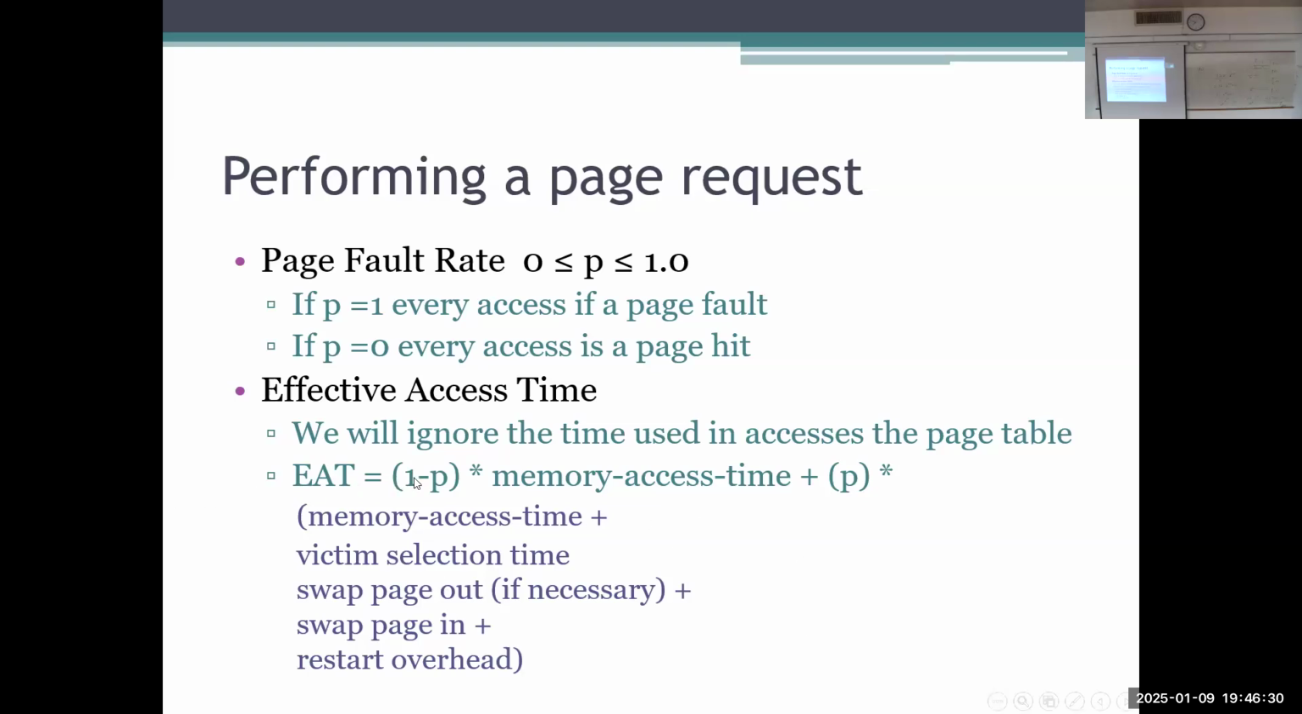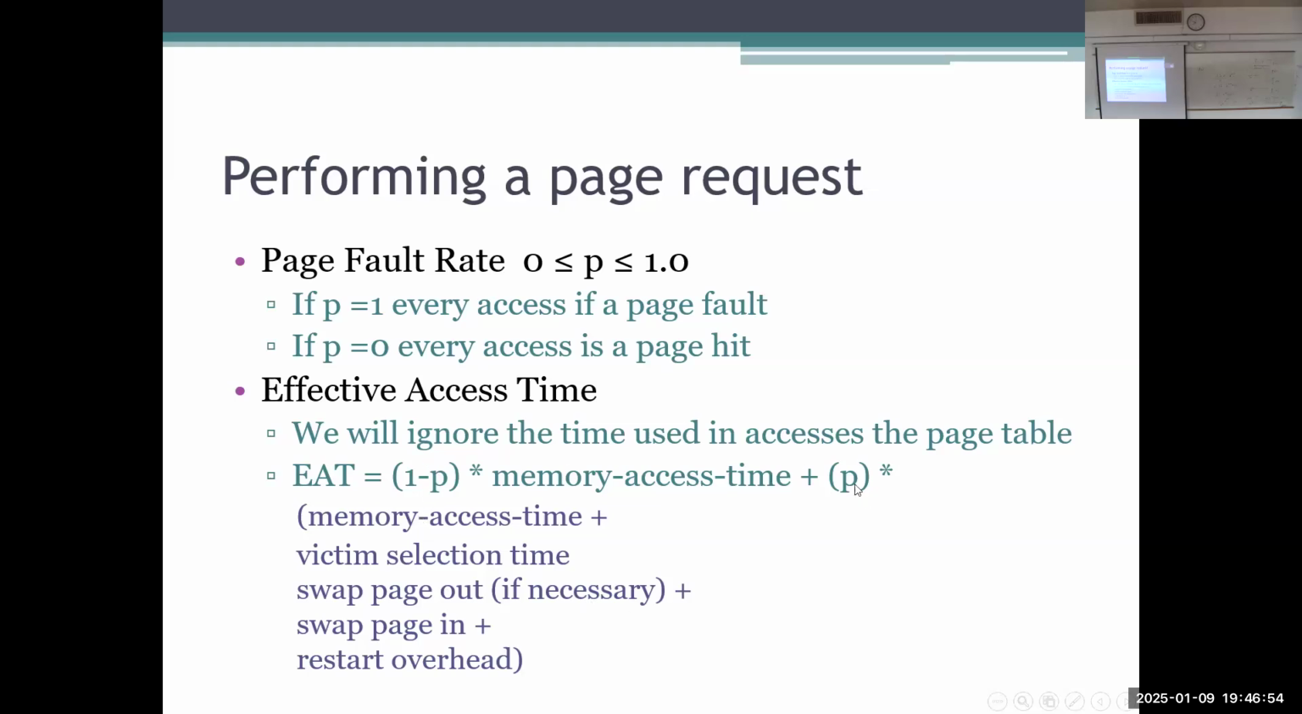So the effective access time is the hit rate times the memory access time. In other words, how much time it takes me to get the memory. I got a hit. Now all I have to do is go get the memory. We're not thinking about the page table at all, because we're talking about a different topic here. We're not talking about paging, we're talking about swapping. And that's the hit rate.